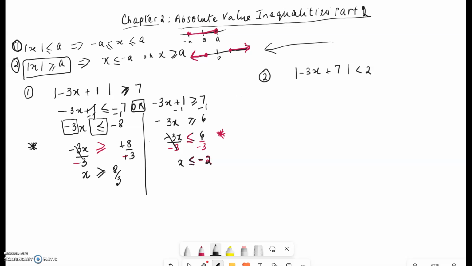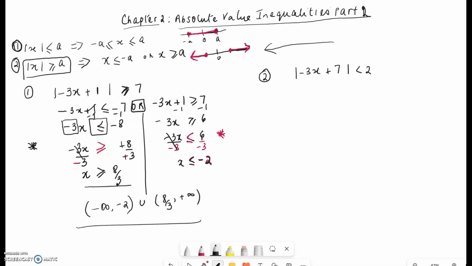So if we had to write this as an interval, x less than or equal to -2 would be negative infinity comma -2. Anything to the left of -2, combined with union anything to the right of 8/3. Everything to the right of 8/3.